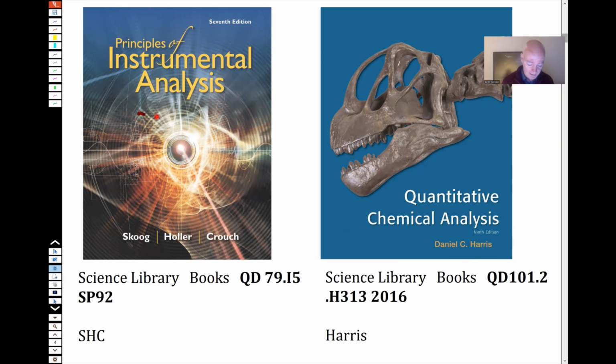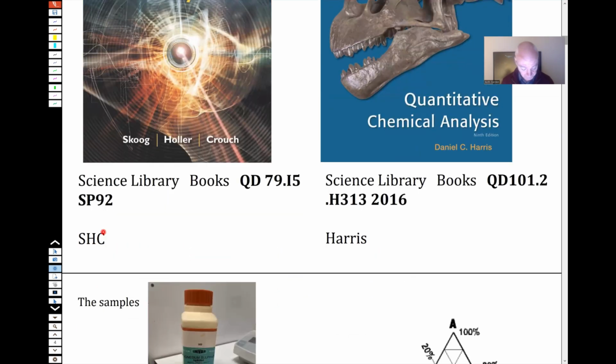And then another really excellent book is Principles of Instrumental Analysis. I think this does a better job of looking over vibrational spectroscopy. There's quite a few chapters in vibrational spectroscopy, and it's also in the science library. It's by Skoog, Holler, and Crouch. These are both excellent resources to look at.